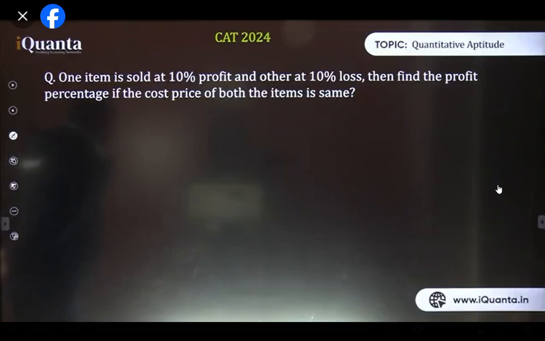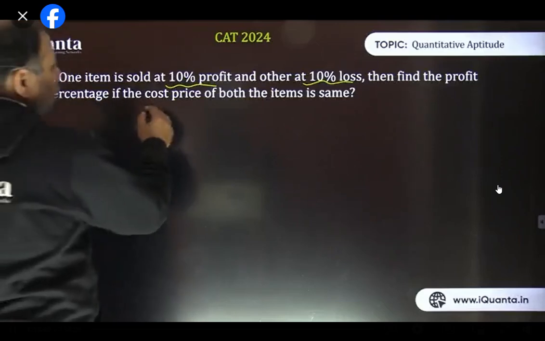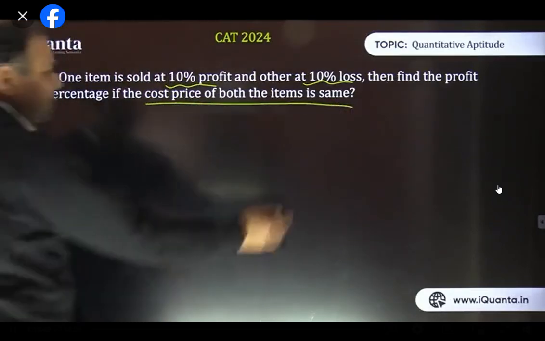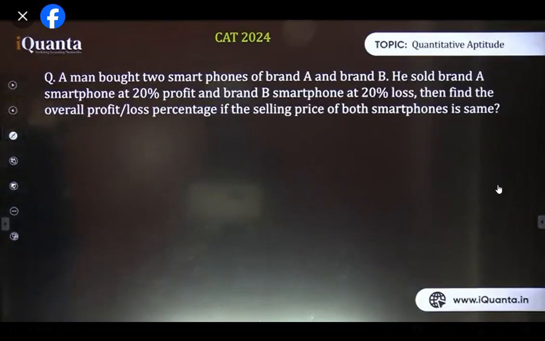Okay, many of you are saying shunya. Tanishq is saying shunya, okay? One item is sold at 10% profit, the other at 10% loss. Find the profit percentage if the cost price of both items is same. We have just done the question. Answer is a big shunya. Perfectly fine. Let's move further. Next one now.